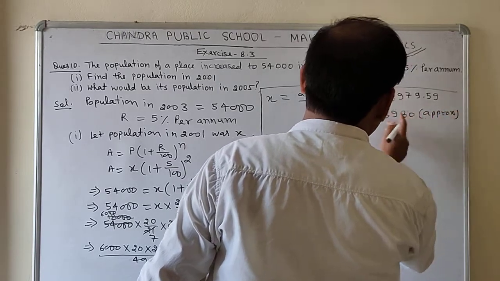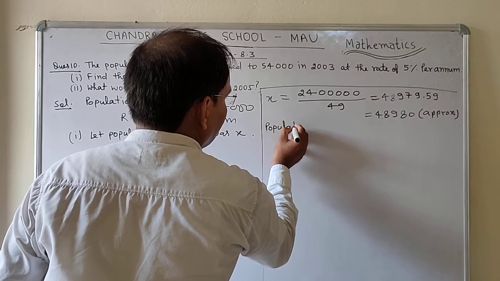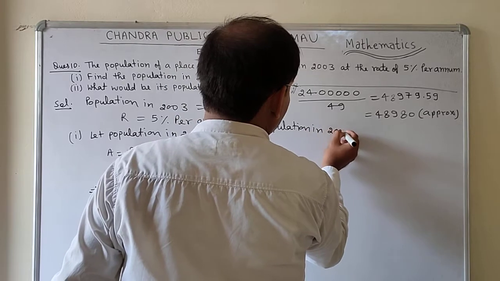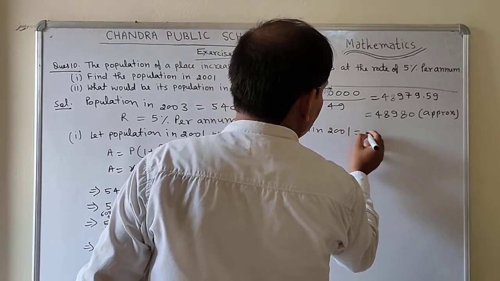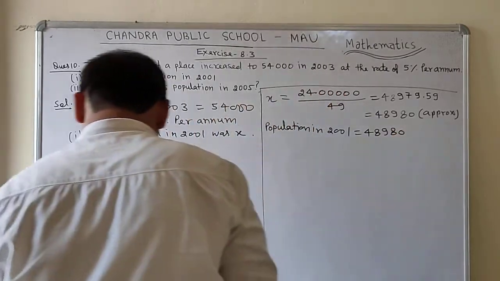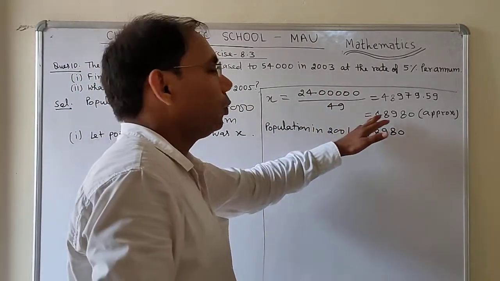So here you can write population in 2001 equal to 48,980. So it will be the population in the year 2001.